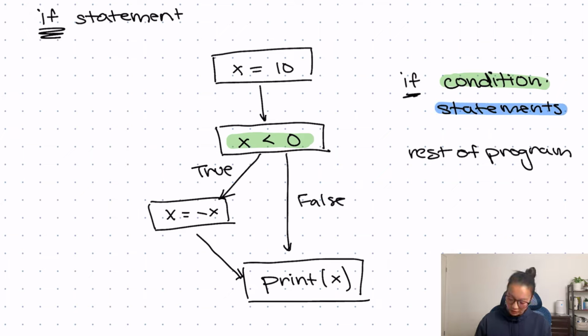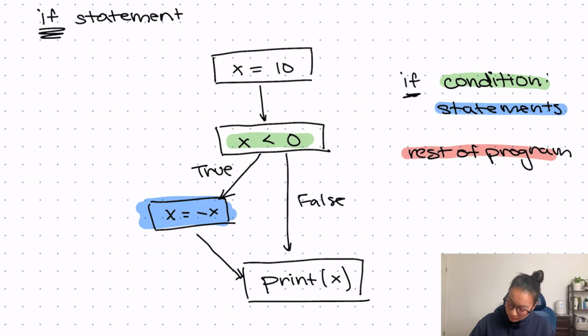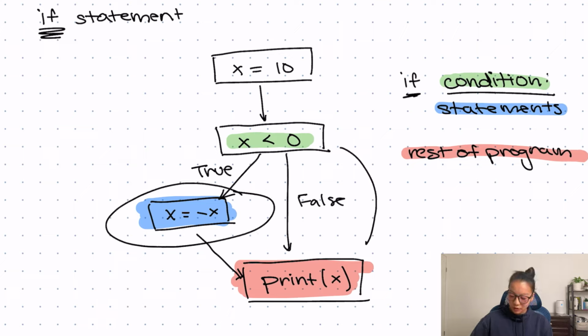Now those statements can be more than one line. That corresponds to this box over here. And then the rest of the program is whatever follows this. So this is what an if statement would look like. If this condition is true, then we do something. Otherwise, we just continue.